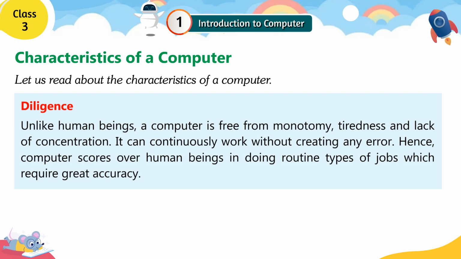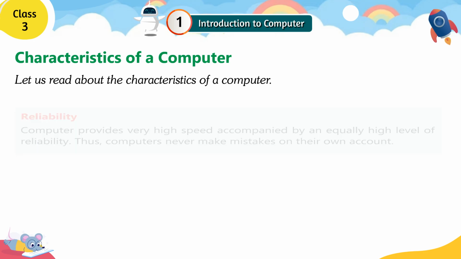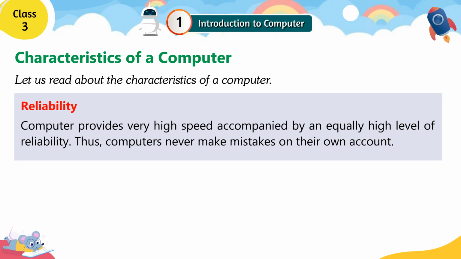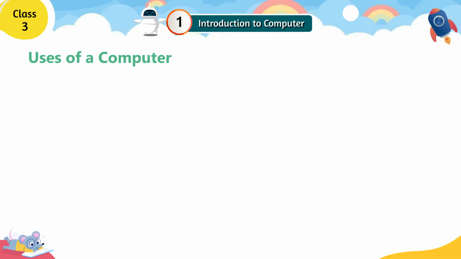Diligence. Unlike human beings, a computer is free from monotony, tiredness and lack of concentration. It can continuously work without creating any error. Hence, a computer scores over human beings in doing routine types of jobs which require great accuracy. Reliability. A computer provides very high speed accompanied by an equally high level of reliability. Thus, computers never make mistakes on their own account.